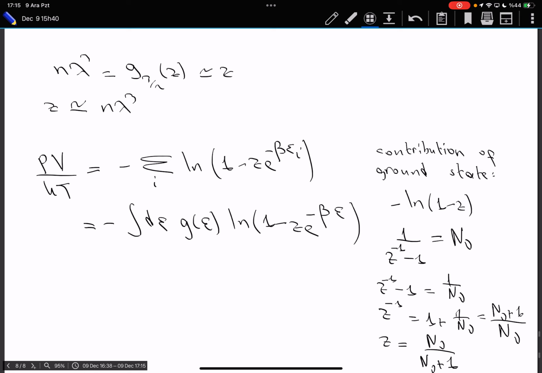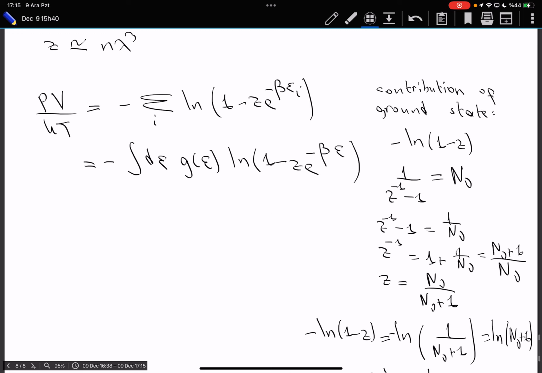In the number of particles, the contribution of the ground state can be of the order of n. But when I look at the grand potential, the contribution of the ground state is at most logarithm of n, which is negligible. So I can just throw it away. I don't need to worry about that.